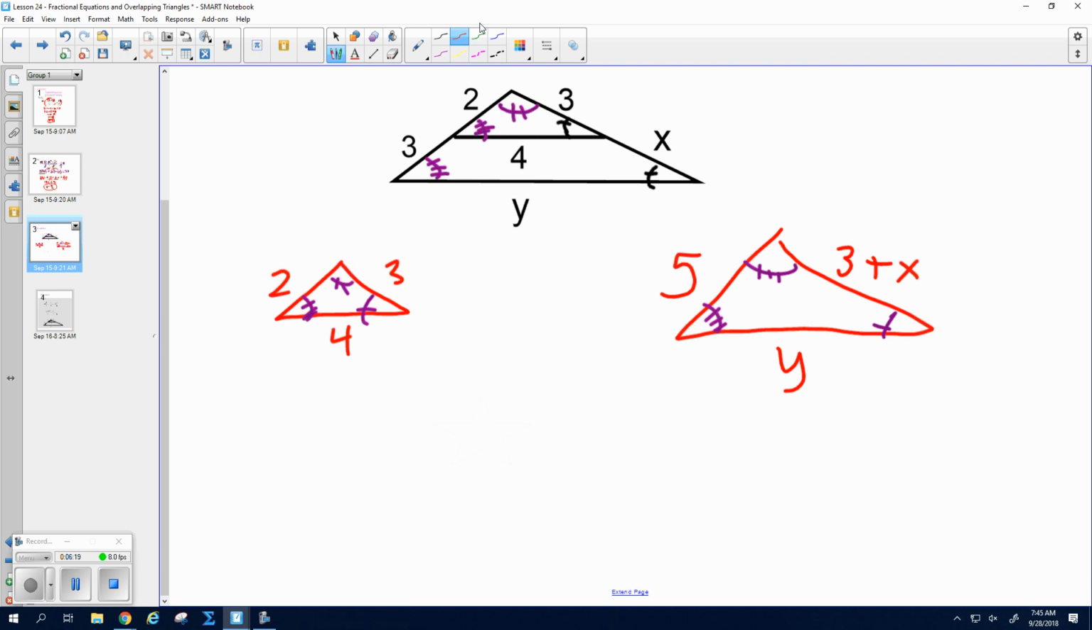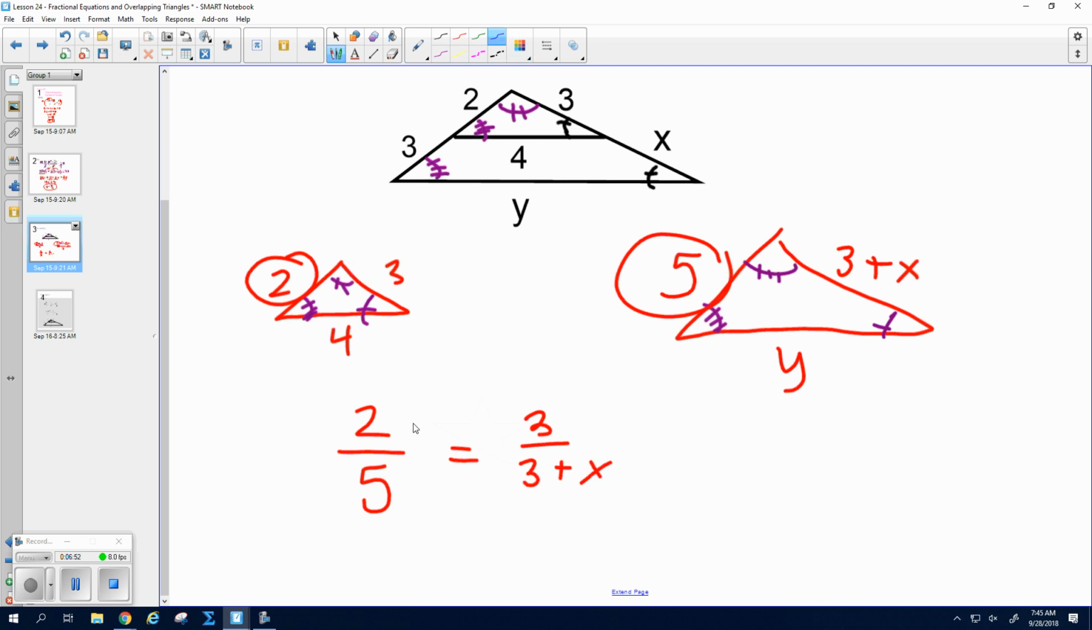So start with the sides where you actually know the lengths of both sides. So raise your hand if you can tell me where we're going to start. Someone who hasn't participated yet. Arya? Good. 2 over 5. So I'm going to do this over this. And then let's say I want to find x. Then, Jaden, what do I set it equal to if I want to find x? Good. 3 over 3 plus x.